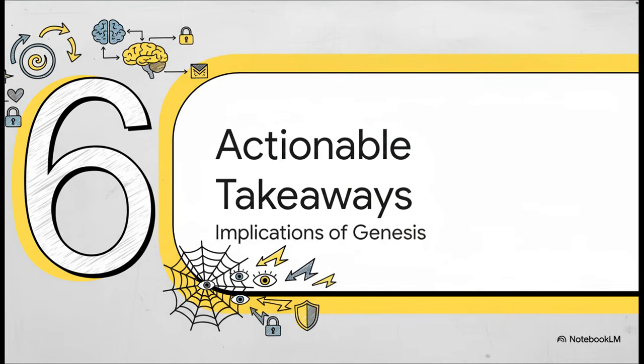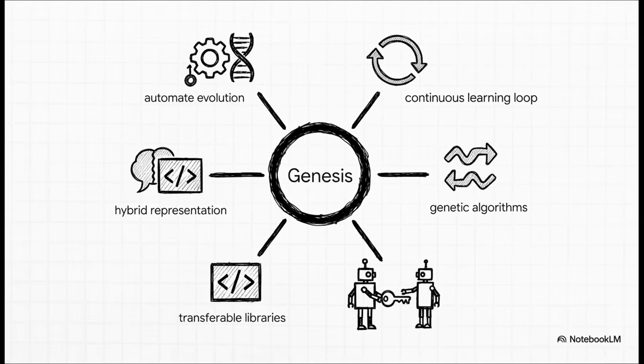So, what are the actionable takeaways from this work? There are 5. 1. Automate the evolution of attack strategies. 2. Implement a continuous learning loop for red teaming. 3. Use a hybrid strategy representation of text and code. 4. Use genetic algorithms to evolve these strategies. And 5. Build transferable strategy libraries by red teaming against robust models. All according to Genesis, Evolving Attack Strategies for LLM Web Agent Red Teaming.